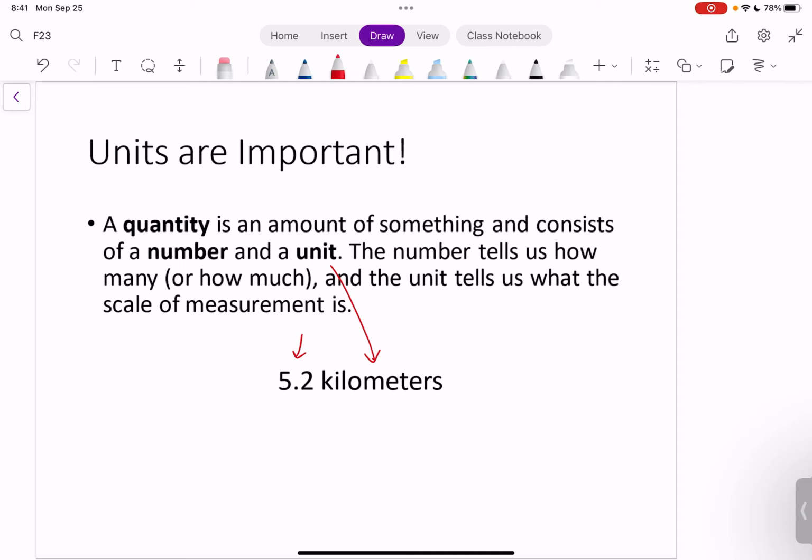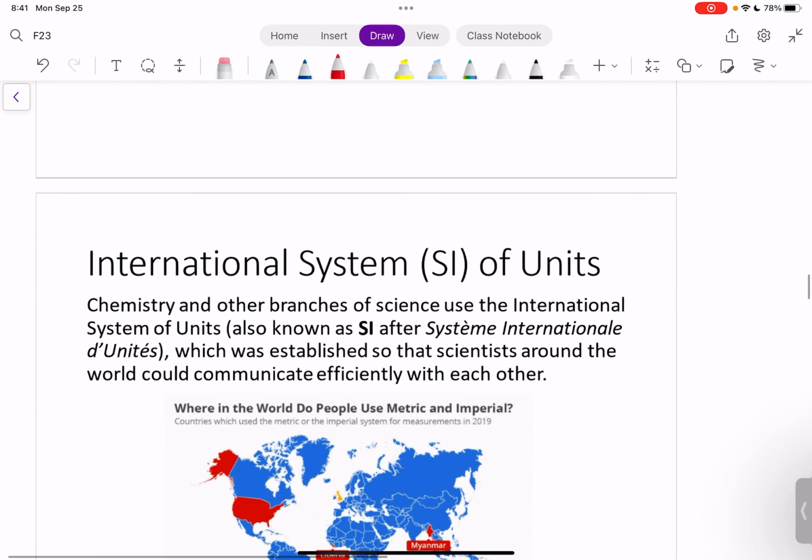It's really important. I always like to give the example of, say you're going on a walk with your friend and you text your friend, hey, how long is the walk today? And your friend just says 5.2. It's like, well, 5.2 what? 5.2 miles? That's a really long walk. Or is it 5.2 minutes? That's a pretty short walk. So we always want to report our units.